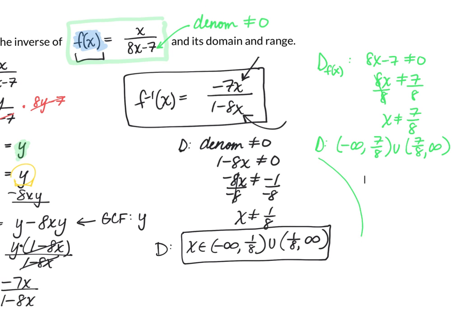And then that will give us the range of the inverse. So down here, the range, which will be all the possible y values, will be from negative infinity to 7/8 union 7/8 to infinity. So it's important to remember, if you are stuck and you can't figure out the range of a function or its inverse, that will always be then the domain of the original.